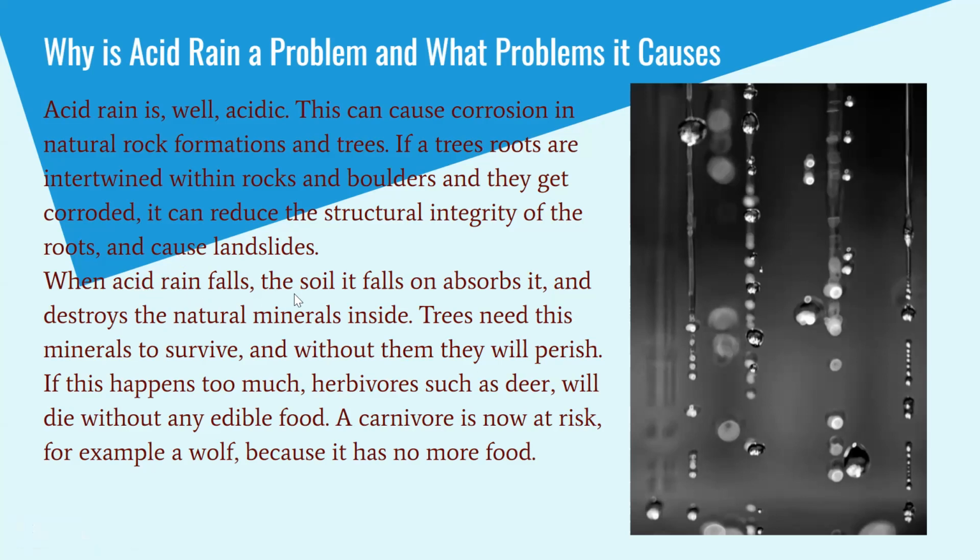When acid rain falls, the soil that it falls on can absorb that acid rain, and this will then destroy the natural minerals inside. Trees need minerals to survive, and without them, they will perish. If this happens too much, herbivores such as deer will die without any edible food. A carnivore is now at risk, for example, a wolf, because it has no food to eat.